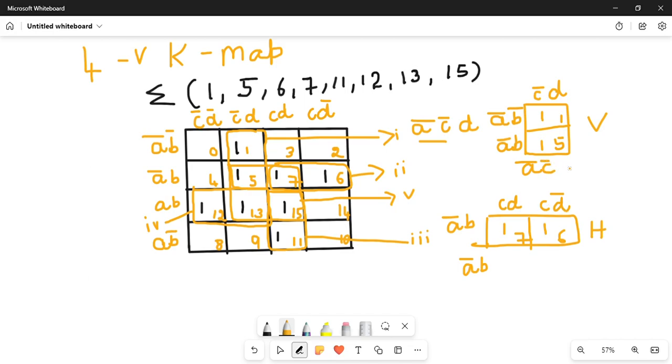Right, if you try to take a common, what happens is that it is a bar b. So cd and cd bar, what is common is c. So that is why this becomes equal to a bar b c. Right, just a minute.